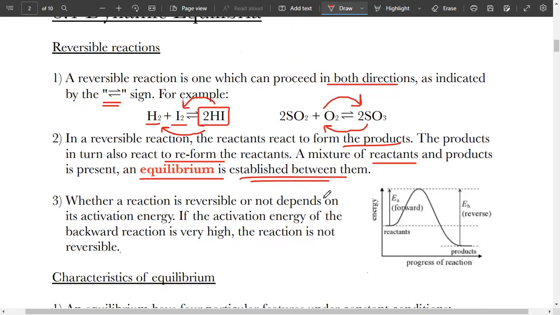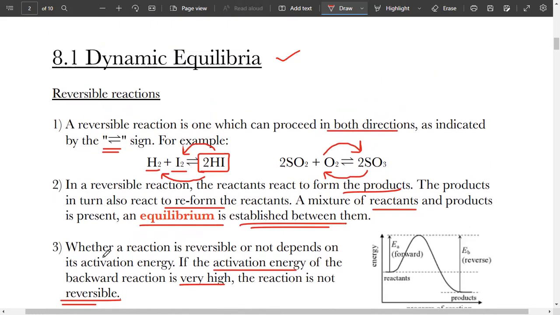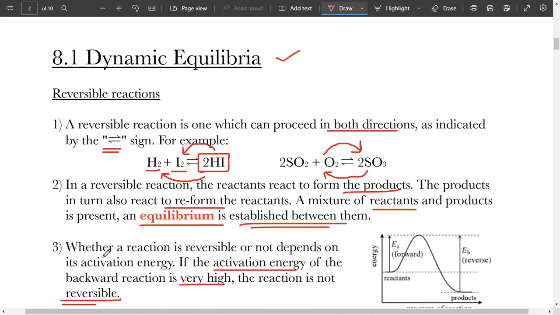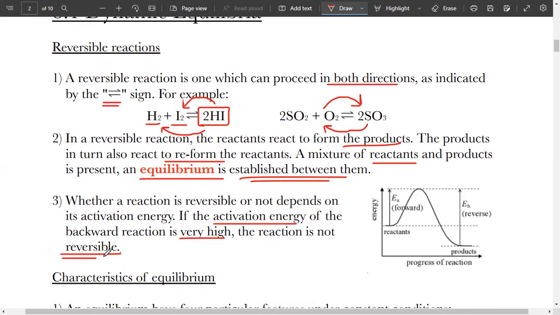Whether a reaction is reversible or not depends on the activation energy. If the activation energy of the backward reaction is very high, the reaction is not reversible. Activation energy क्या होती है? The energy required to start a reaction, energy required to initiate a reaction. कितनी energy चाहिए? Obviously वो reaction तेज होगा जिसकी activation energy कम होगी. वो गाड़ी जल्दी start हो जाएगी. गाड़ी को लंबा self नहीं देना पड़ेगा चाबी से, या ज्यादा activation energy नहीं देनी पड़ेगी. So the products can reform the reactants and reactants form the products.